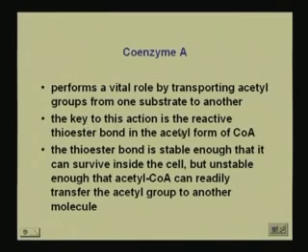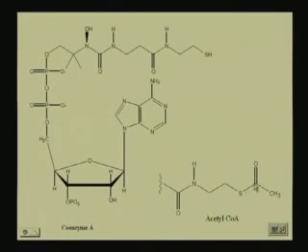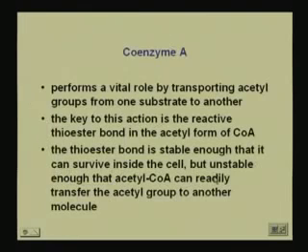Okay? The key to this reaction is the reactive thioester bond in the acetyl form of CoA. In acetyl CoA, this is your thioester bond. What is an ester bond? A COO R, and this is an SCO. So, it is a thioester. The thioester bond, this is important, is stable enough so that it survives in the cell, but at the same time it can also be broken up under suitable conditions to give the CH3CO. Okay? So, it is extremely important in the way the enzyme would work, either breaking it up to get the CH3CO or at the same time surviving inside the cell, so it can be taken up by the specific enzyme as and when required.